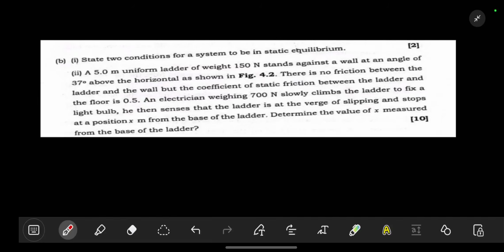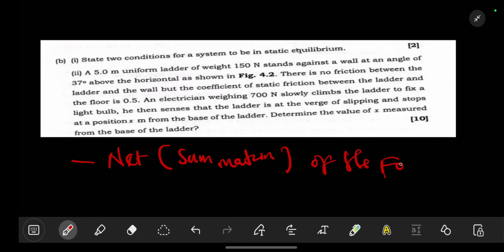Here we are told to state 2 conditions for static equilibrium as the last question. Static equilibrium simply means the net force, or the summation of the forces, is equal to 0. So if you add the forces, they should give you 0.